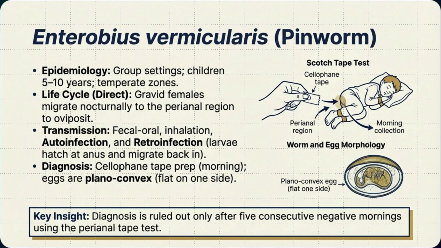Now, visually, once we actually get that tape under the microscope, what are we looking for? The source describes the egg shape as planoconvex. Which is a very sterile textbook way of saying it looks like a loaf of bread. Right. Or a flattened letter D. A flattened D. Yeah. One side is totally flat and the other is rounded. If you see that D-shaped egg on a cellophane tape prep, it is 100% Enterobius.